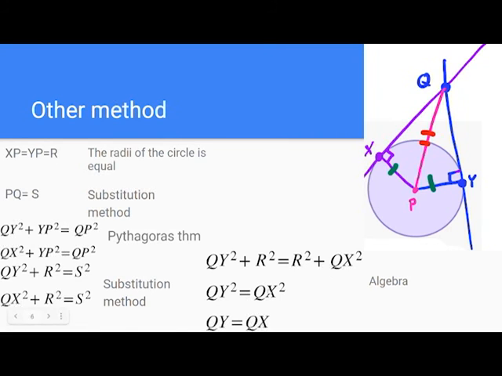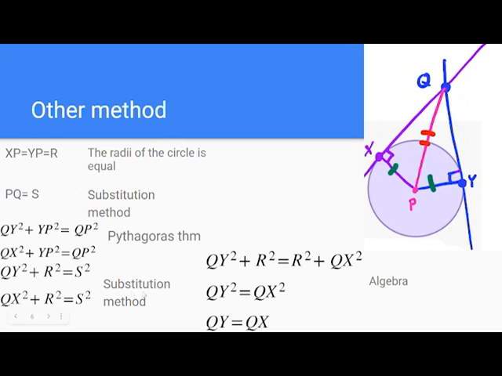Then you do basic algebra. You put S squared to both sides. You have QY squared plus R squared equals R squared plus QX squared. You subtract R squared from both sides because they're the same, and then you have QY squared equals QX squared. You square root both sides, and you're left with QY equals QX, in which you prove that these two sides are congruent.